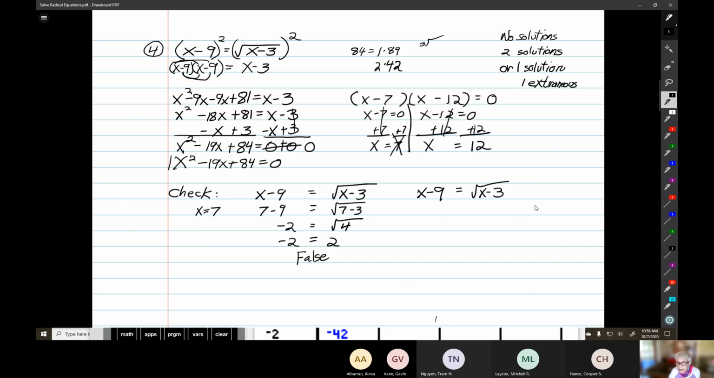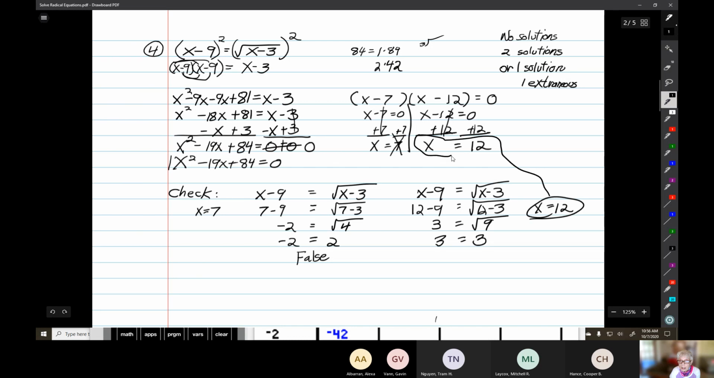Okay, this time we're going to use x equals 12. 12 minus 9 equals the square root of 12 minus 3. 12 minus 9 is 3. 12 minus 3 is 9, so we have the square root of 9. So 3 really does equal 3. The square root of 9 is 3. So now we know that x equals 12 is true. And that is our only solution.